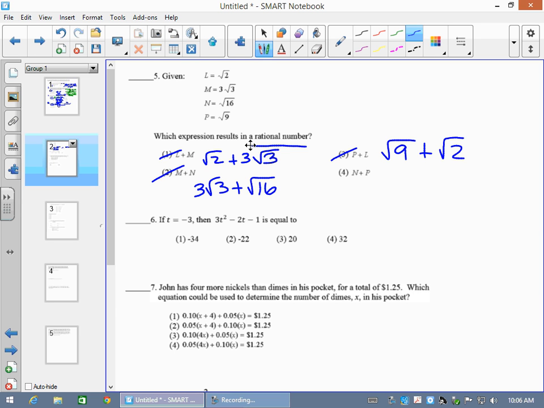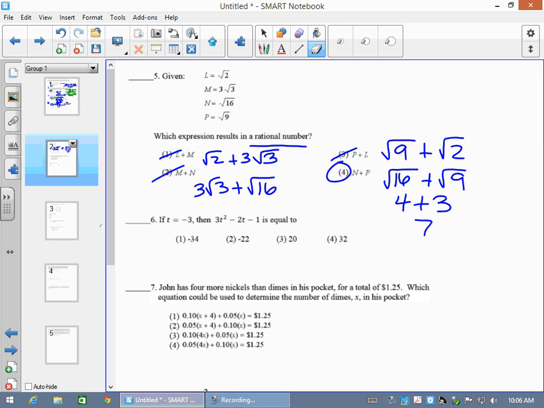So my answer is choice 4, and the reason is n plus p is the square root of 16 plus the square root of 9, which really comes out to be 4 plus 3, which is 7, which can be represented as a fraction of integers. Oh, not 7, choice 4.